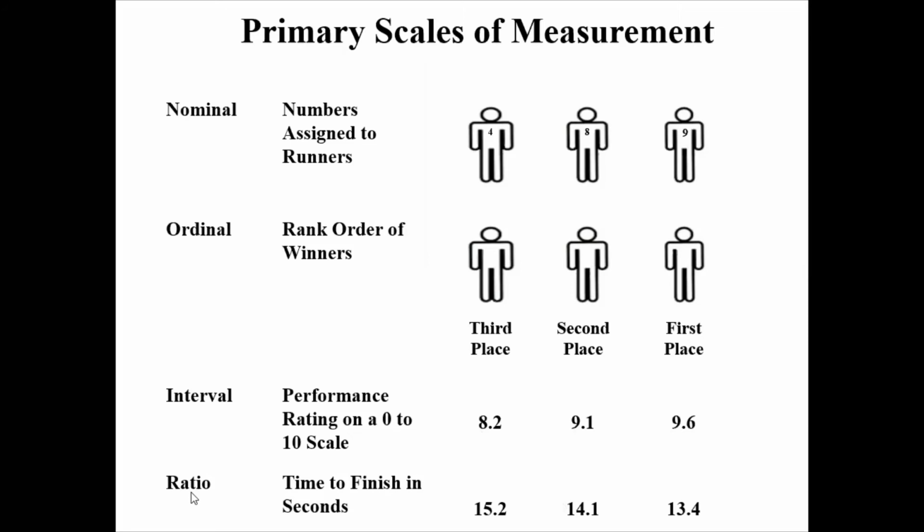And ratio scale is the exact value, so there is no assigning of any value. The time finished in seconds. What is the time taken for 100 meters? The first runner took 15.2 seconds, then 14.1 seconds and 13.4 seconds. See, one example for each type of scale. Nominal is just assigning numbers.